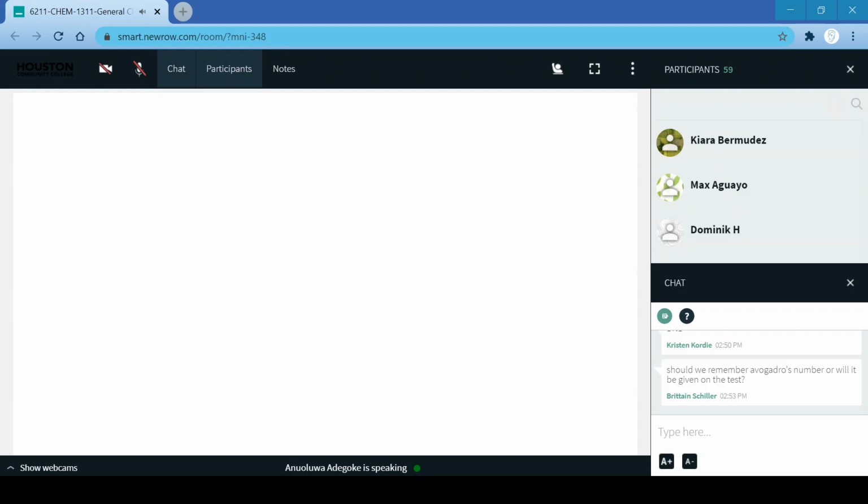Okay, so the question is, how many sulfur atoms are in 0.45 mole of barium sulfate?